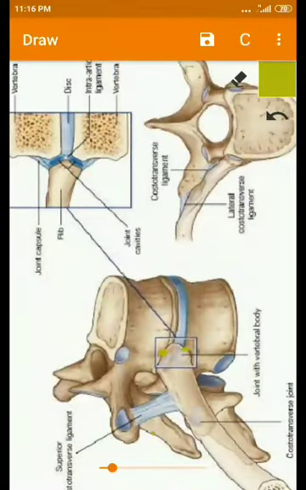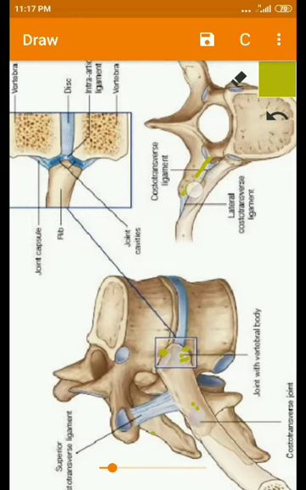So this is the head of the rib, isn't it? So this is the head of the rib, and then the neck, and it has a tubercle here. That tubercle articulates with the transverse processes of the corresponding vertebrae, forming the costotransverse joint. What is that? The costotransverse joint is the articulation between the facet on the tubercle of the rib.